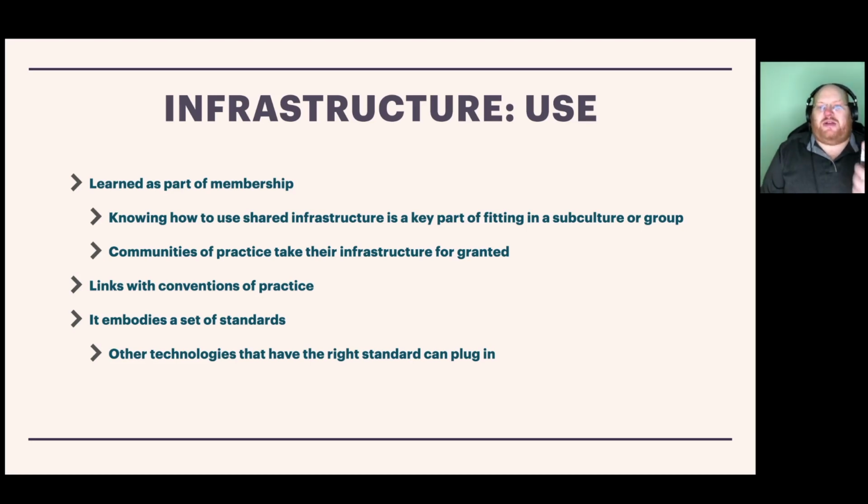It's right, so you get links with conventions of practice. So once you learn how things are done, and you know the way that the infrastructure expects things to work, when you encounter other things, you reuse that. You expect it to be similar. So it creates a sort of culture.